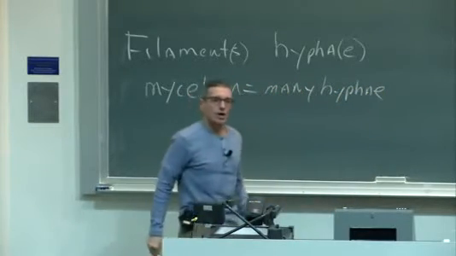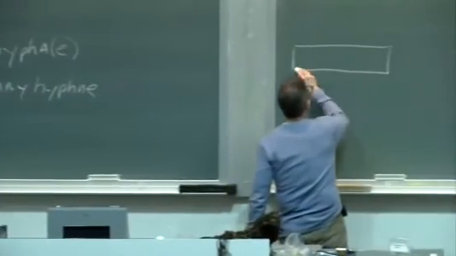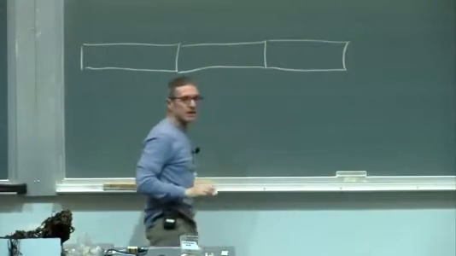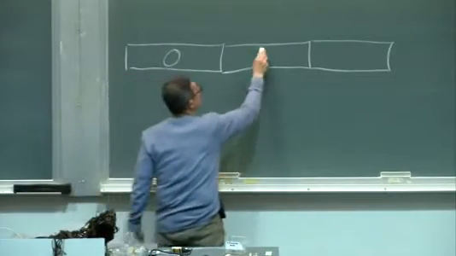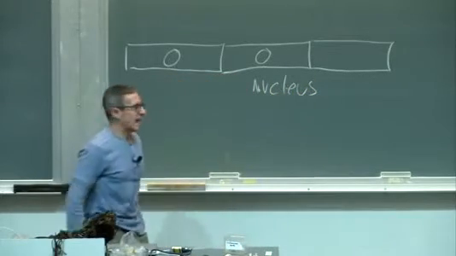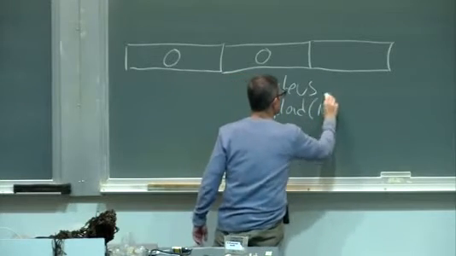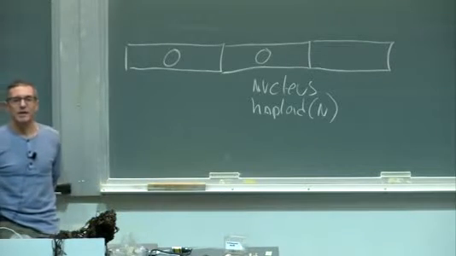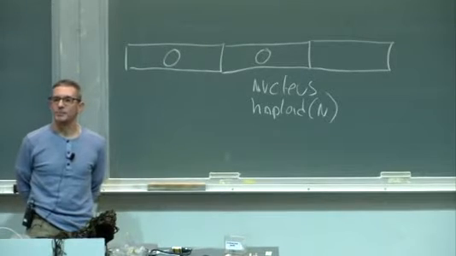Now, if we look closely under a microscope at an individual filament, as I drew it last time, we said it was made up of a number of cells. And if you look inside each of the cells with a microscope, you'll find a single nucleus. This nucleus is haploid, which is abbreviated as N. For those of you who are a little rusty on haploid and N, you might want to look at earlier chapters in the book, which re-familiarize you with this term.